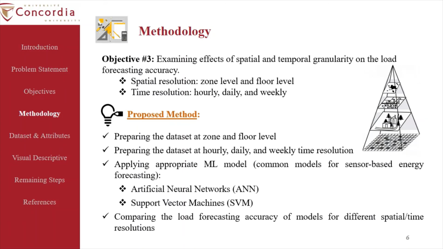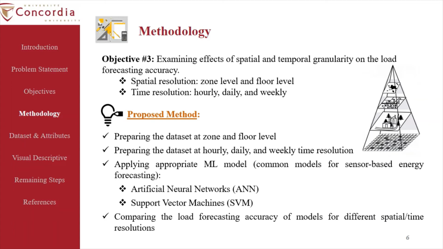Here we have our third objective, which is investigating effects of spatial and temporal granularity on the power of our load prediction model. For this purpose, first we prepare the dataset at related temporal and spatial levels. This granulation changes from bottom to top like a pyramid, as shown in the figure.